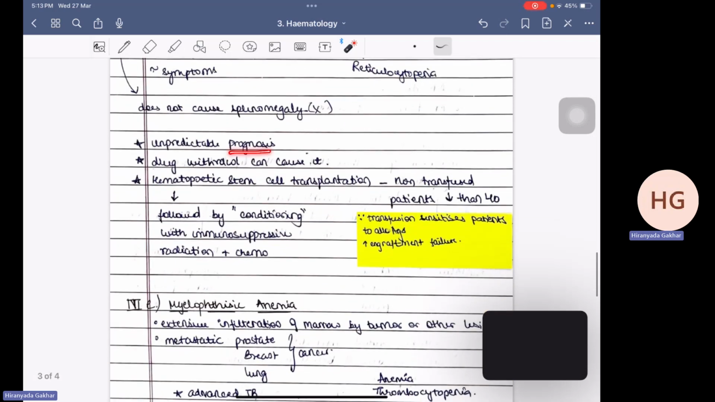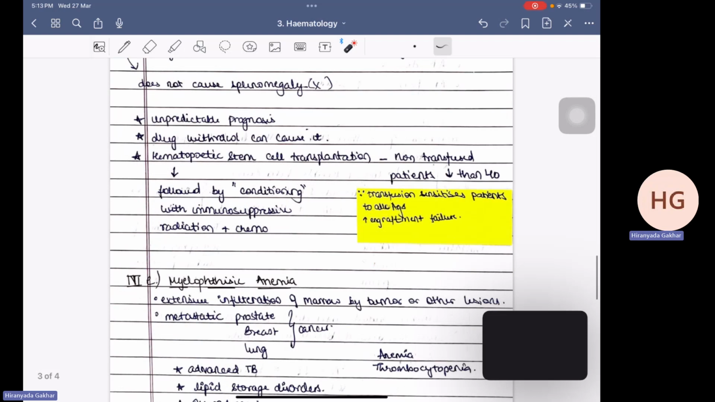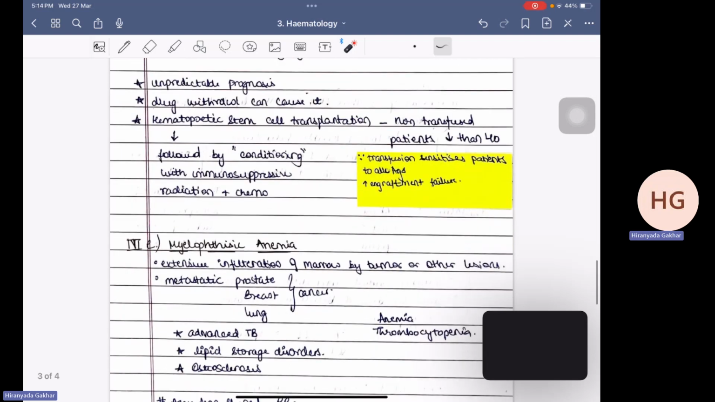The prognosis for this disease depends from patient to patient and is very unpredictable. Hematopoietic stem cell transplantation is an important treatment option and is usually done in patients who are less than 40 years of age and have not been transfused. Following this particular transplant, their body is conditioned with immunosuppressive treatment such as immunosuppressive radiation and chemo.